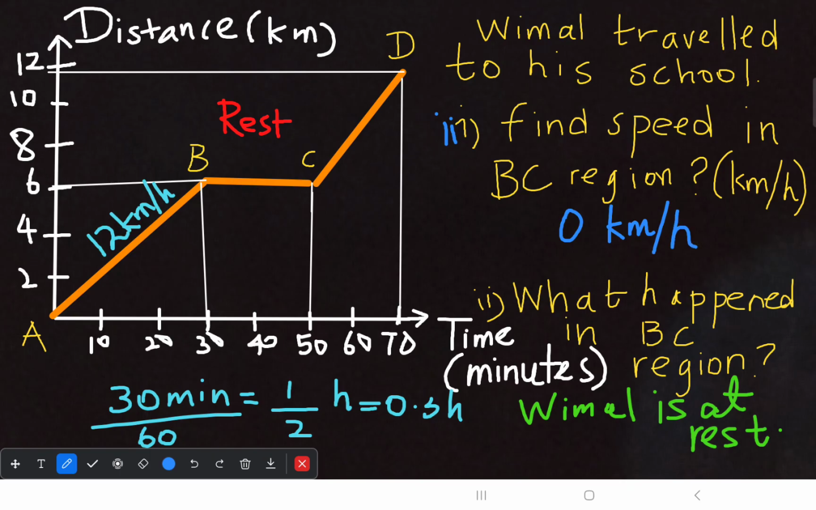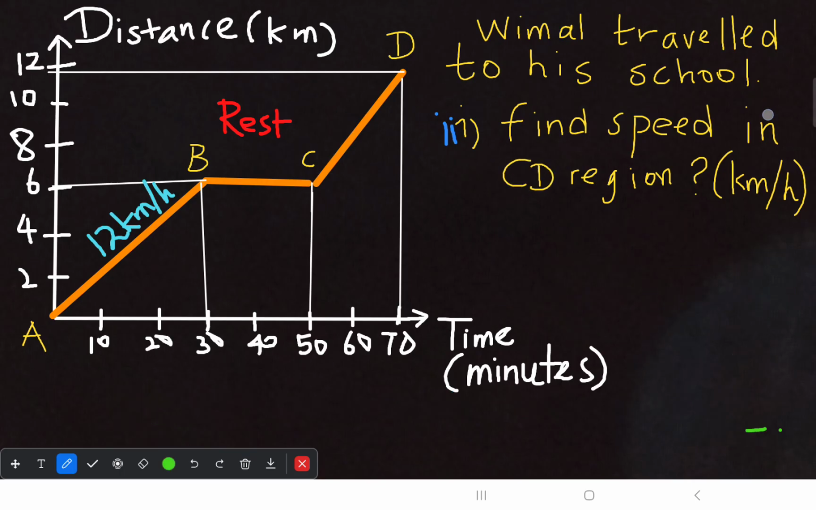Find 0 kilometer per hour because he is at rest. At that place he is at rest, so there is no any speed. So you should write 0 kilometer per hour as his speed. Find speed in CD region. Here look at this CD region.